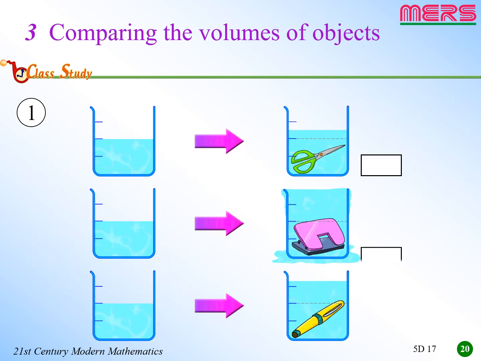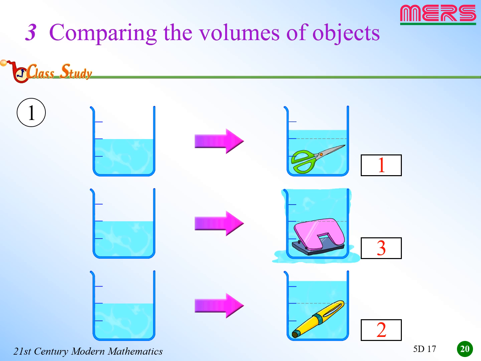Now put a pair of scissors, a hole puncher and a pen into respective measuring cups. Observe and record the rise of water level in different cups. The rise of water level is the result of the space taken up by the objects, and you can know how to judge the volume of these objects according to the differences of the increase in water level. The smallest in volume is a pair of scissors, followed by a pen, and the largest in volume is the hole puncher.